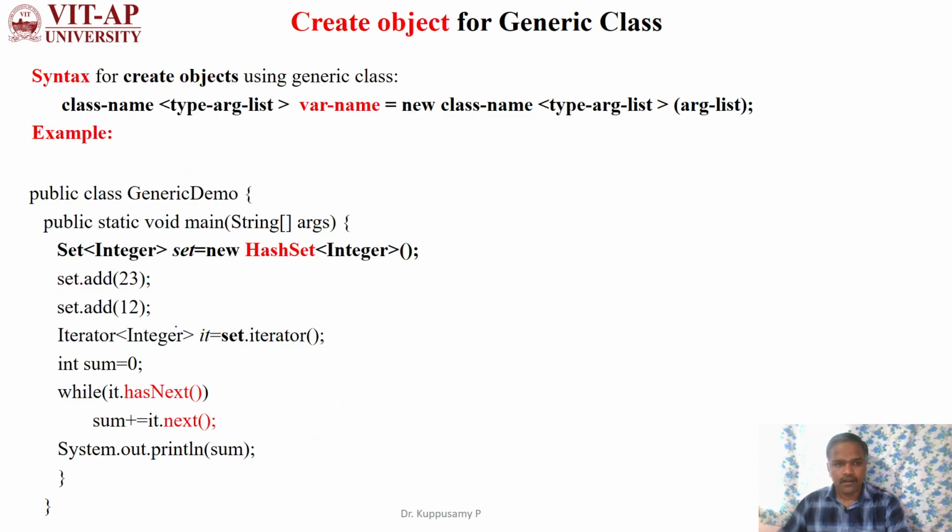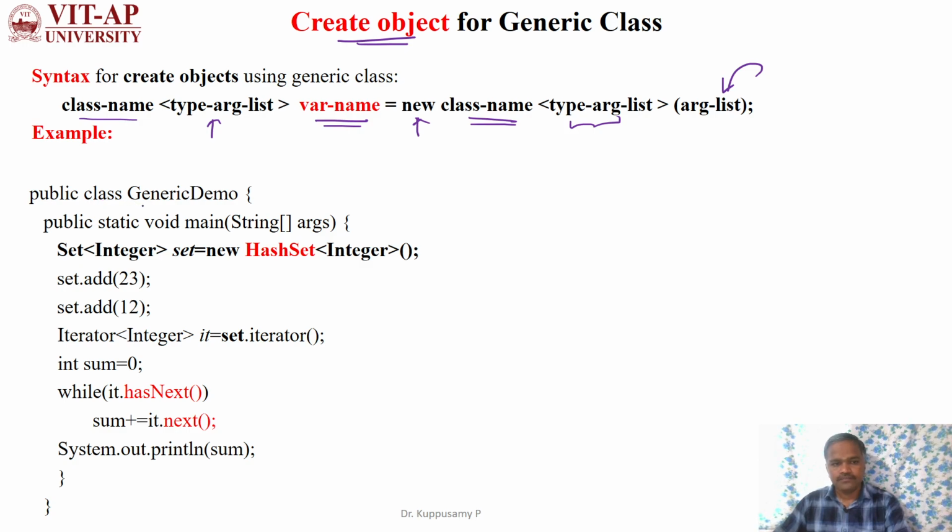That type variable. So here we are creating an object for a generic class. The syntax is: class name, then data type, here integer or string or float, like that. Then the object variable name, then new is the keyword to allot the memory location during the creation of the object, then class name, then again the data type argument list, and we can pass any values through this argument list.